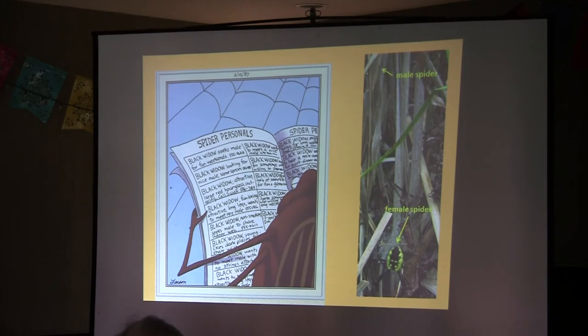One of the things, spider personals. In our garden spiders, how many people have seen these in their gardens, those big yellow and black? So around this time of year, when you're seeing the big ones, is when they're getting ready to make their egg sacs. And when you see one like that, look for the male. Okay. See how tiny? Wow. So you can see, you need to be a little careful.